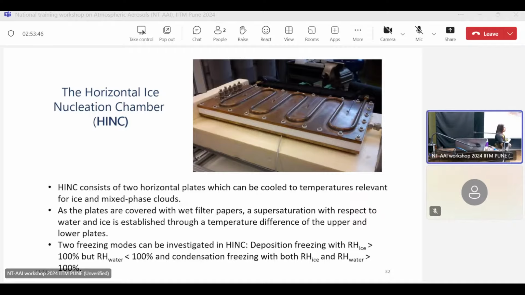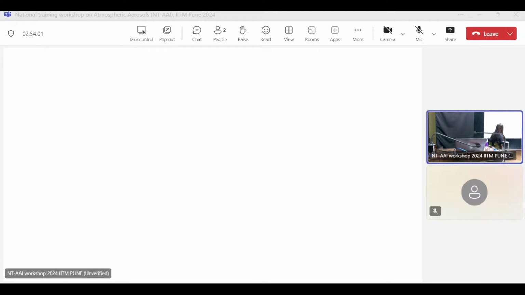So basically when we are going to have this ice crunch campaign, we are going to have drinks, we are going to have HINC, we are going to have our cold stage. So we are trying to understand the different INP characteristics at different temperatures and different nucleation modes. This is the whole idea of having this campaign.